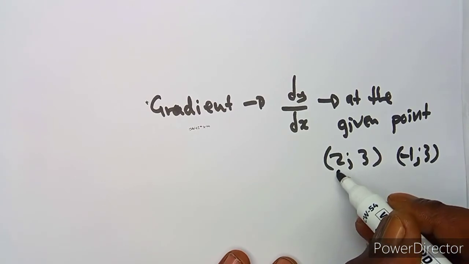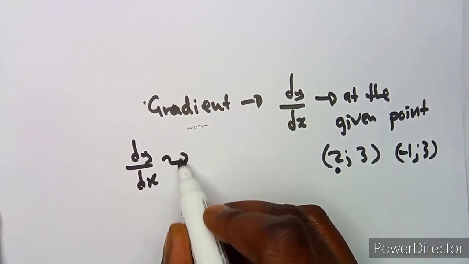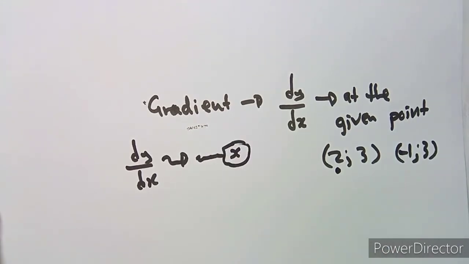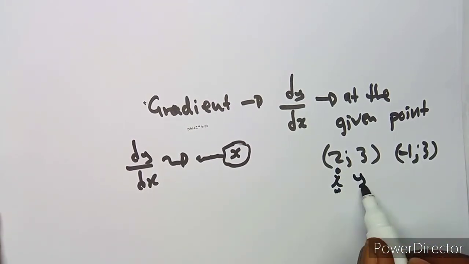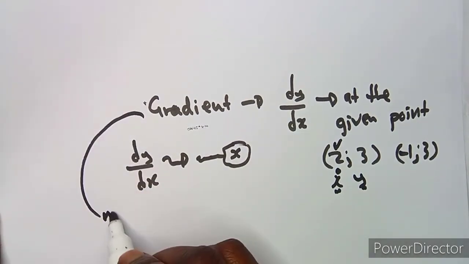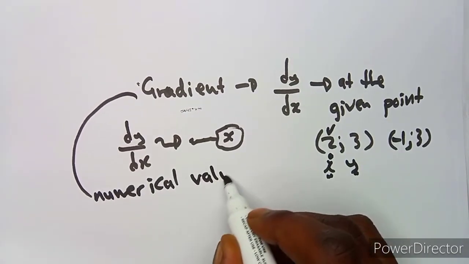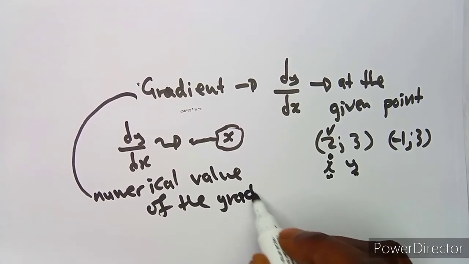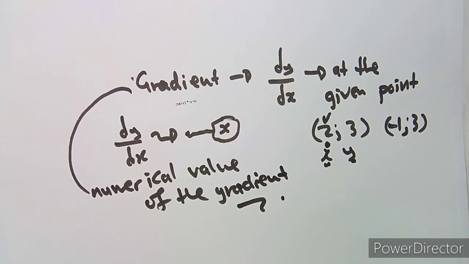What you need is the value of x, definitely, because this is a derivative of y with respect to x. So what you're going to have here is going to be in terms of x. From the point that you'll be given, you need the value of x, for you to find the numerical value of the gradient. By substituting the value of x, you are finding the actual value, which is the numerical value.